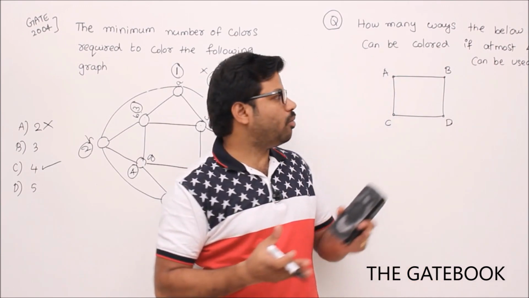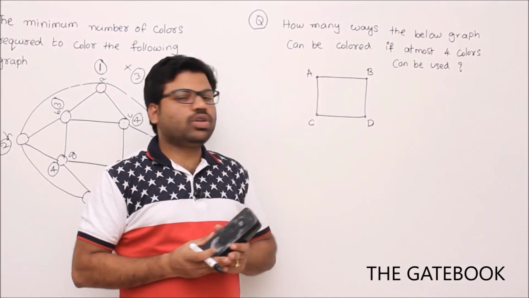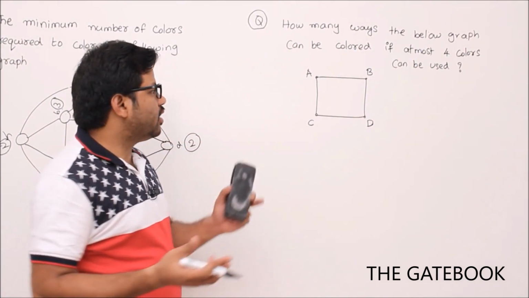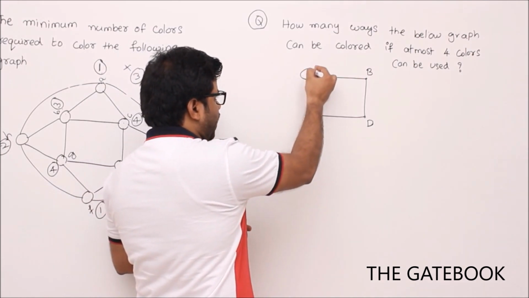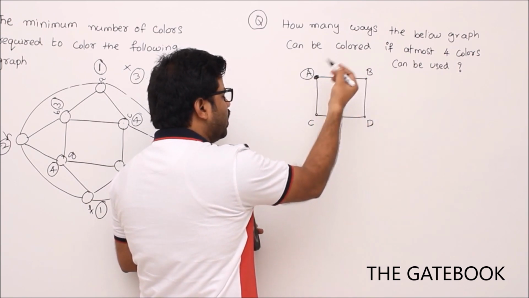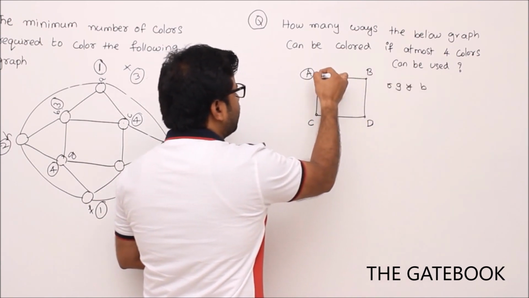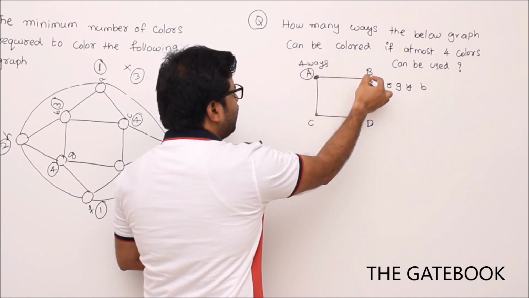Okay, we'll see one more problem. How many ways can the below graph be colored if at most 4 colors can be used? You can use only 4 colors. Let's do it. It's a combinatorics problem. Let's start at some vertex A. How many different ways can you color this vertex? Since you have 4 colors, let's say red, green, yellow, blue, you can color this position in 4 ways, right?